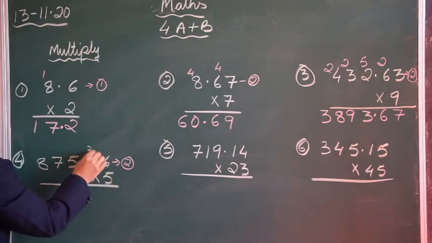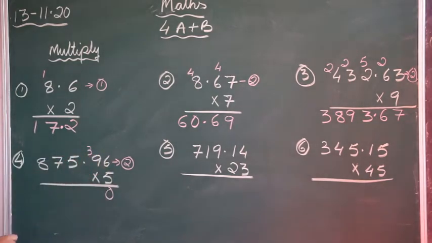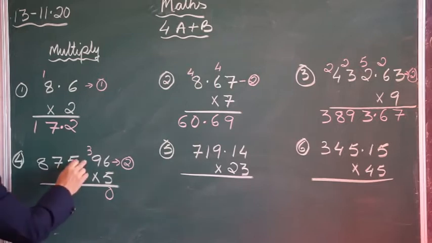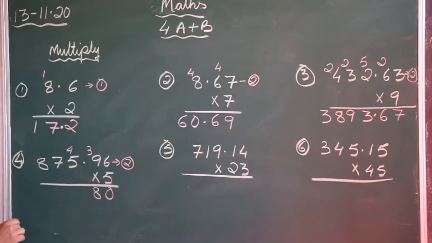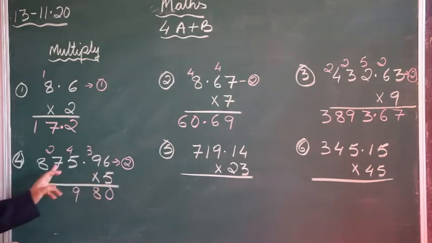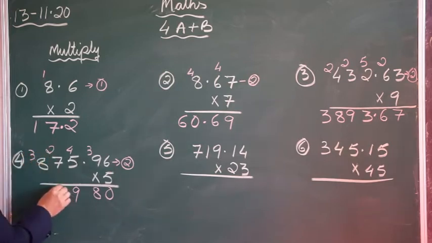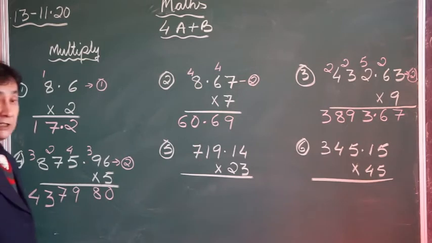5 6s are 30. 5 9s are 45, plus 3, 48. 5 5s are 25, plus 4, 29. 5 5s are 25, plus 4, 29. 5 7s are 35, 36, 37. When you multiply 5 and 8, you get 40. 40 plus 3, 43. So that is one part. Now the next part is you have to put the decimal point.